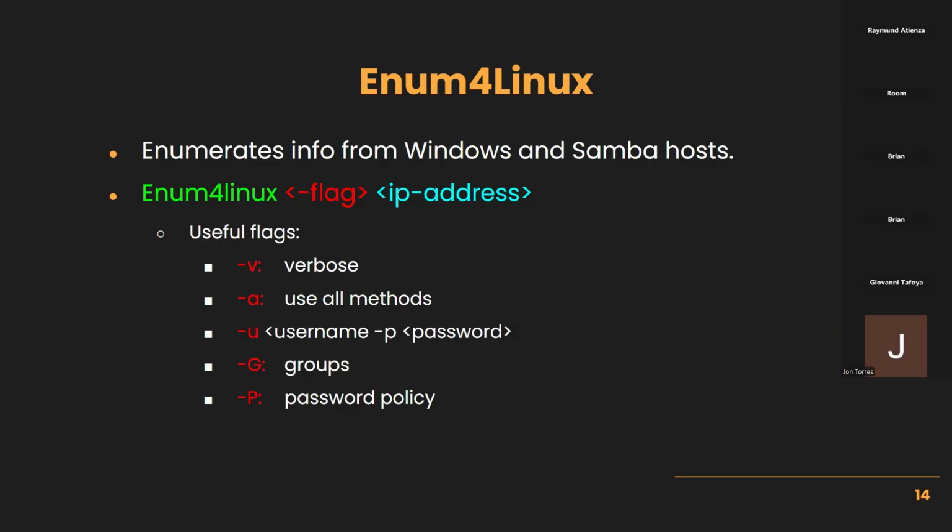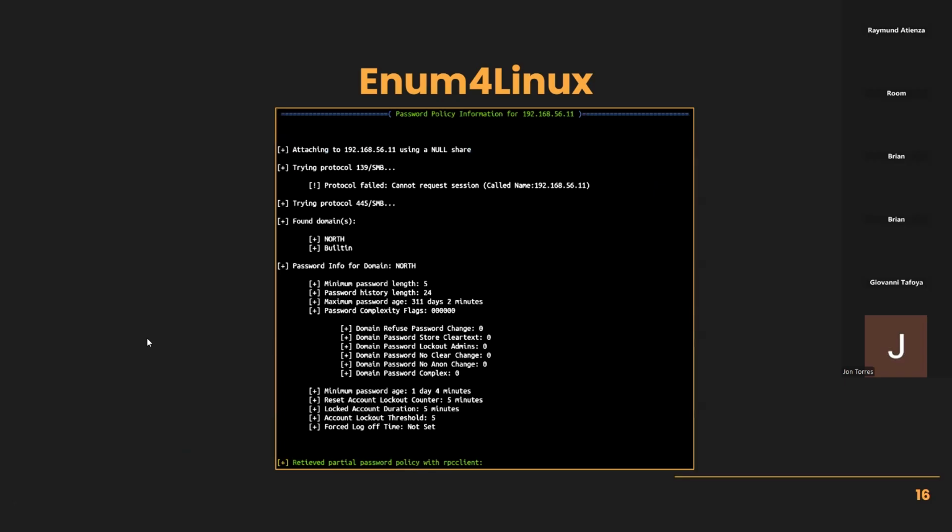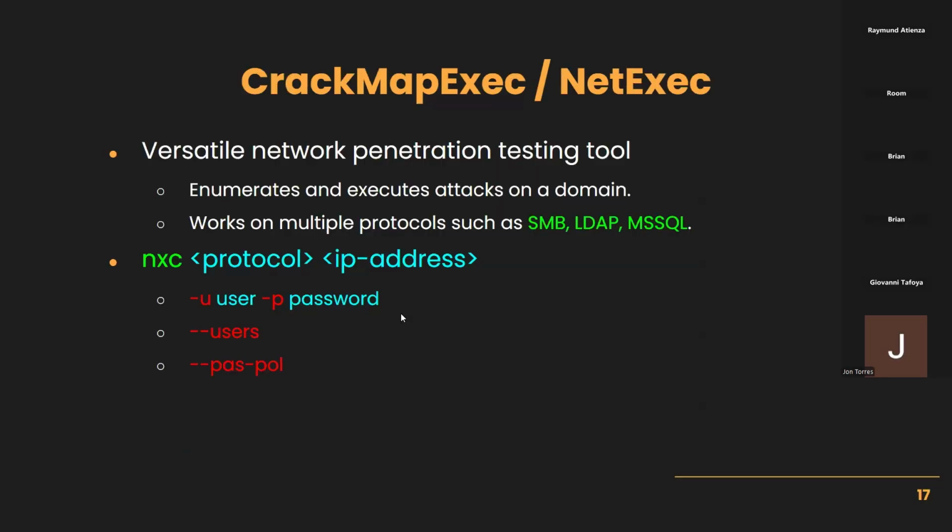So this is an example of running enum4linux. As you can see, it queries for these users in the domain. And then when you run capital -P, again, you can see the domain's entire password policies. This tool is really cool.